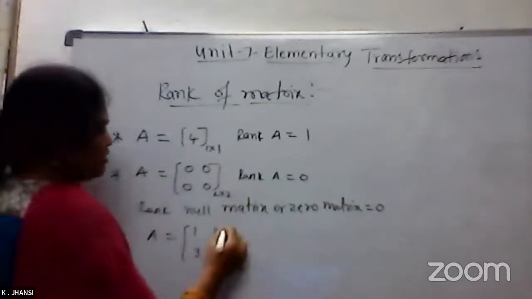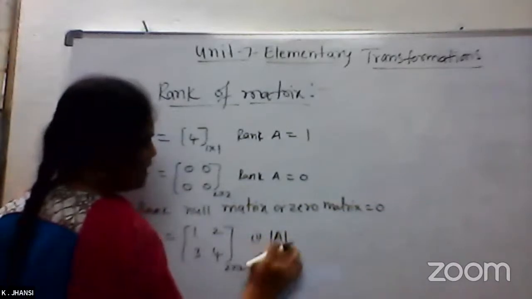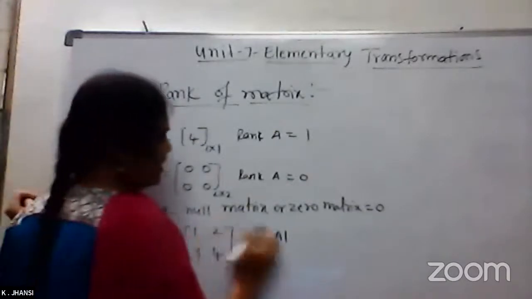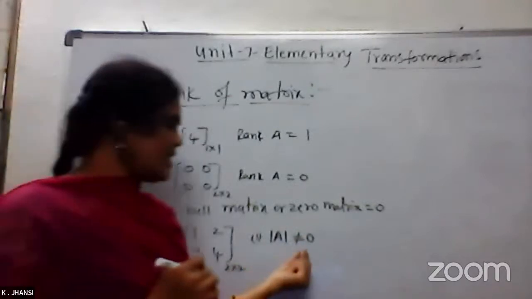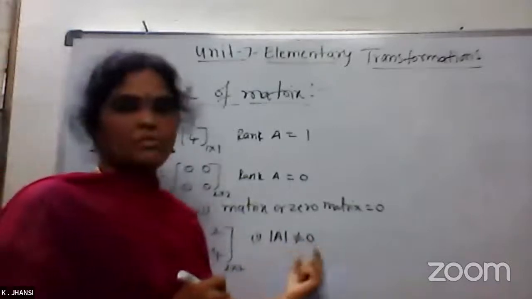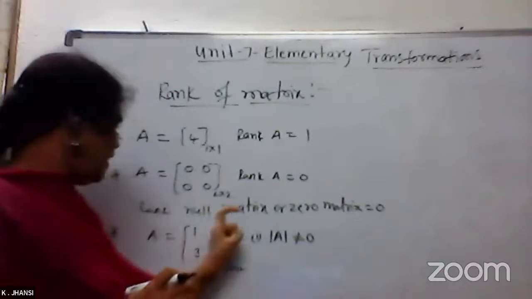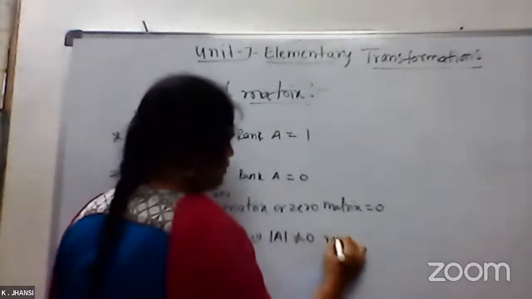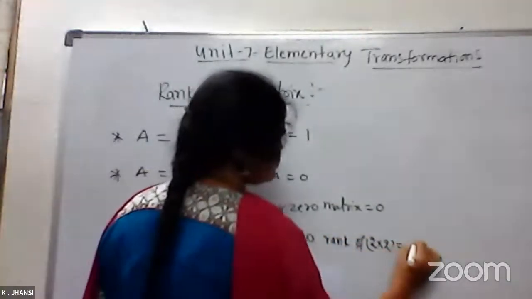For that, the first condition is the determinant. I hope you know this symbol, written as a mod. It is called the determinant of the matrix. If the determinant of the matrix is not equal to 0, we call it a non-singular matrix, that means you are not getting 0 here. Then the rank of the 2 by 2 matrix is equal to 2.